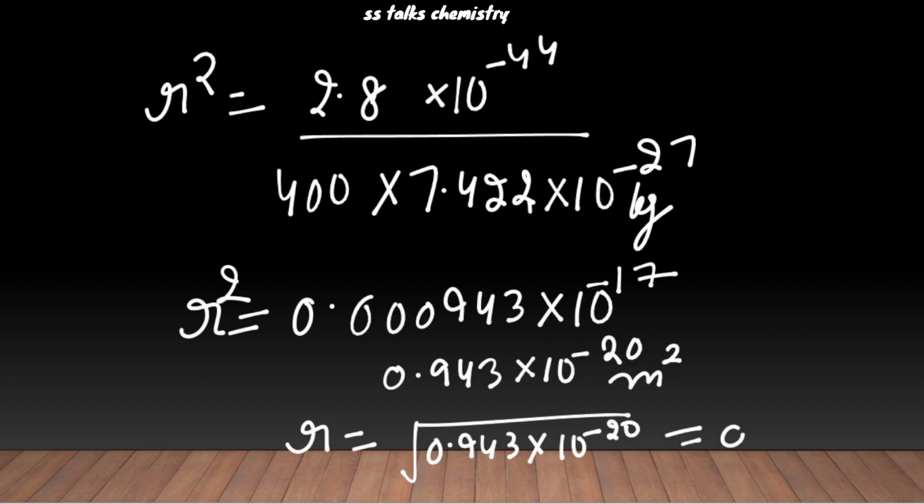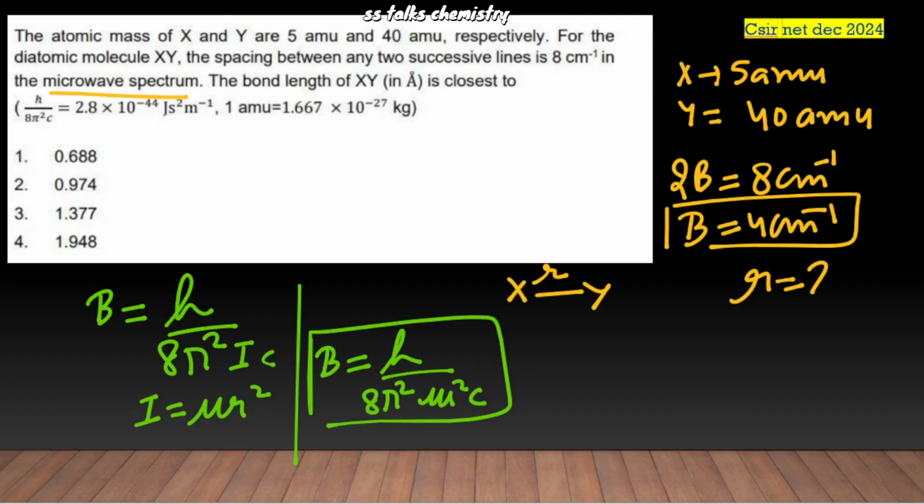So on solving this you get the value 0.9710 into 10 to the power of minus 10 meters, or it is 0.971 angstroms, right? So this is the radius, this bond length that you are getting. Options you can check. Now in angstroms only it was being asked, so 0.97 I can see in the second option, so this becomes the right one.